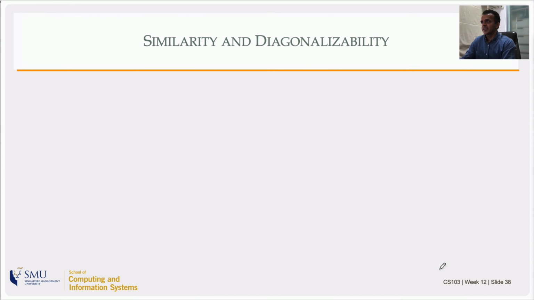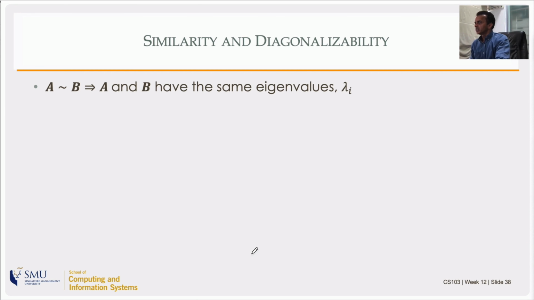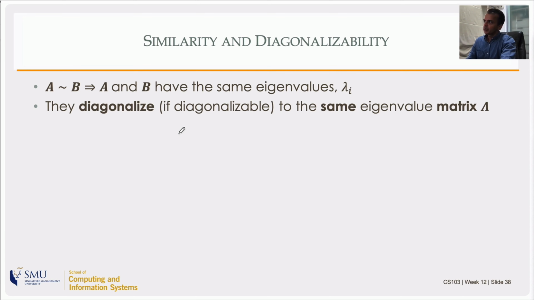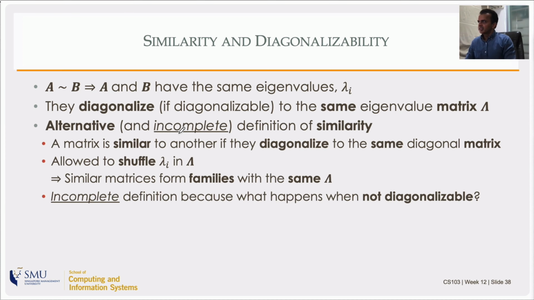One thing I want to say is about diagonalizability, the connection between similarity and diagonalizability. We know that if A is similar to B, they have the same eigenvalues, so they will diagonalize to the same eigenvalue matrix if they are diagonalizable. So people use this as a definition of similarity: a matrix is similar to another matrix if they both diagonalize to the same eigenvalue matrix. This is fine as far as it goes. Oh, by the way, by same, we are allowed to shuffle the eigenvalues, because there's no information in the order of the eigenvalues in the eigenvalue matrix. The shuffling is okay.